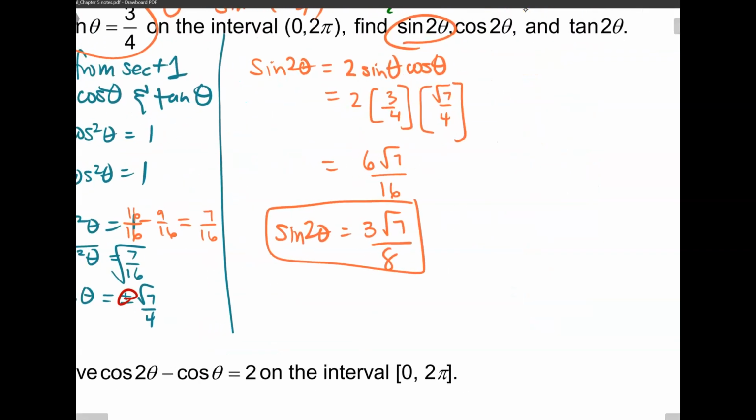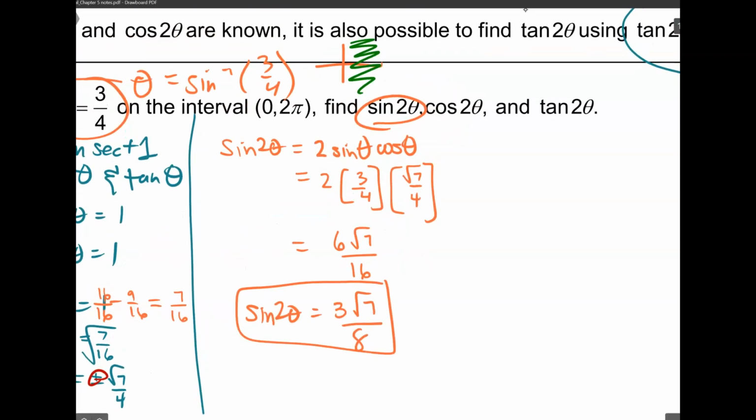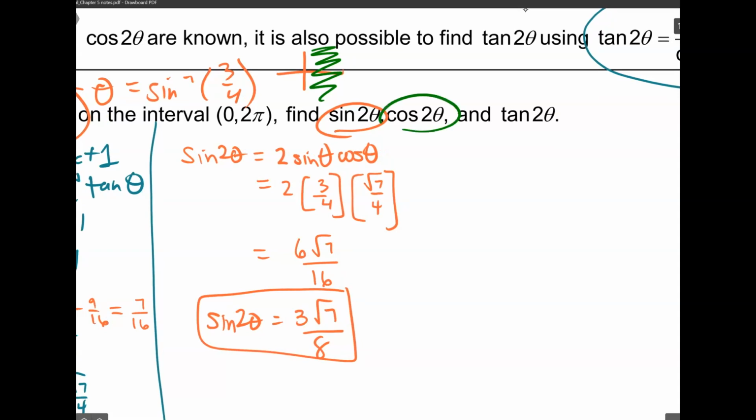For distributing the 2, did you want me to do it into the 3/4? No, it's 2 times 3 times root 7. So it's just 6 root 7. All right, now I want to find cosine 2 theta.